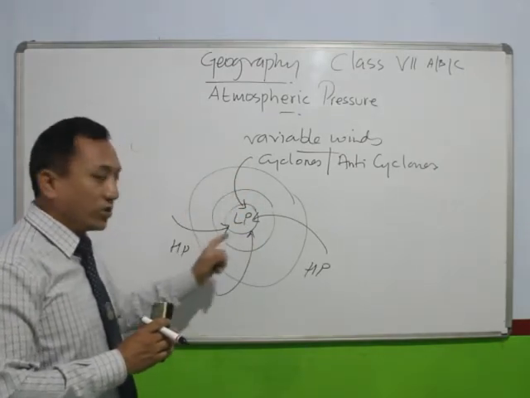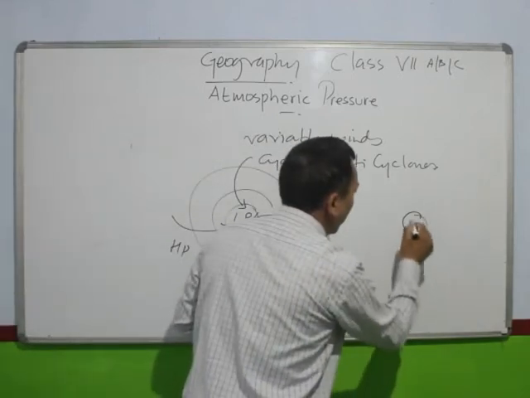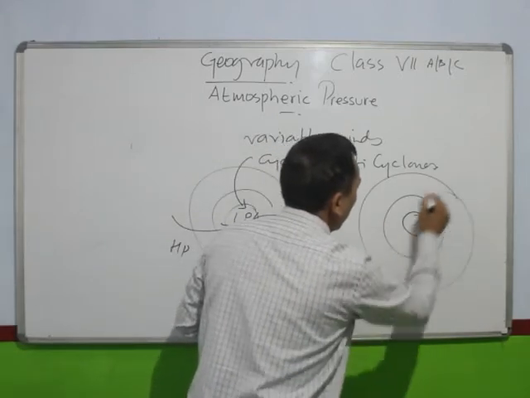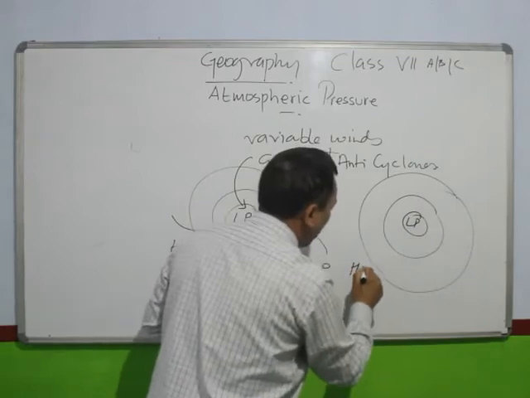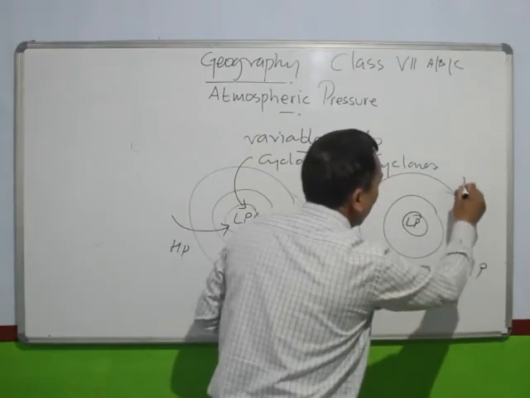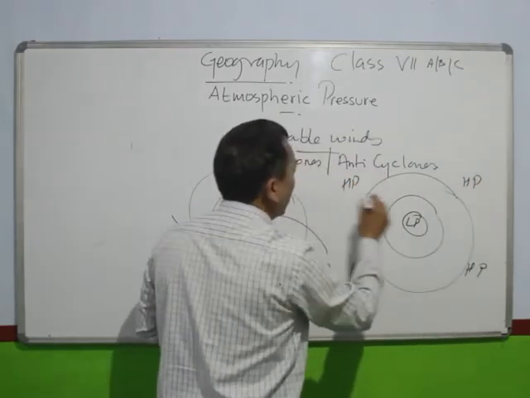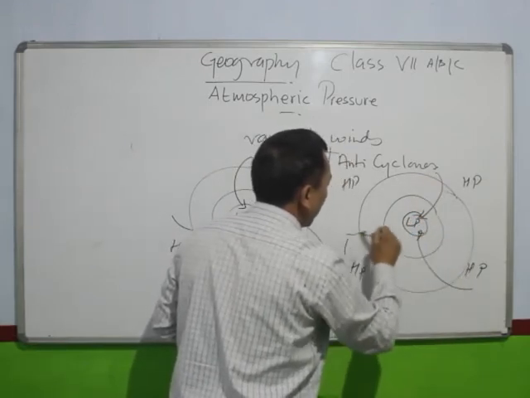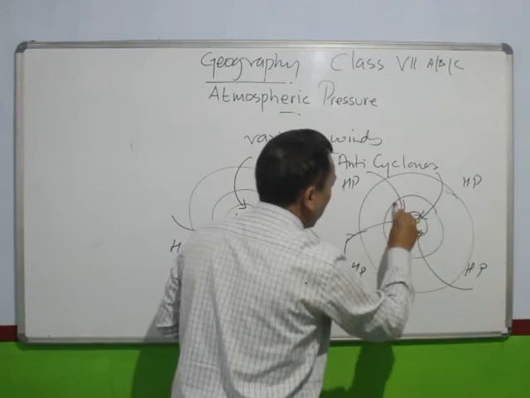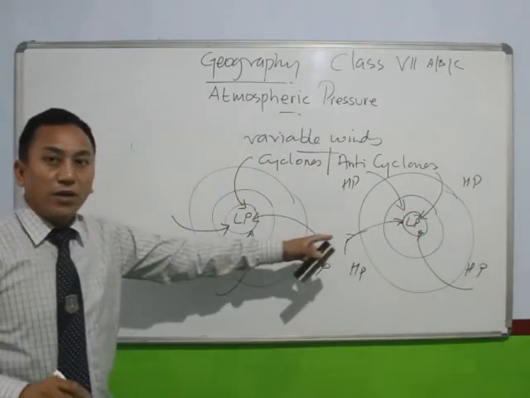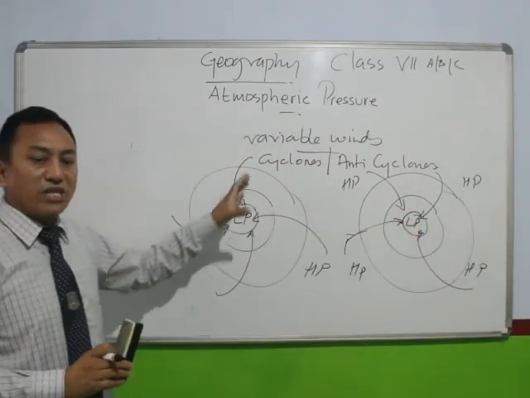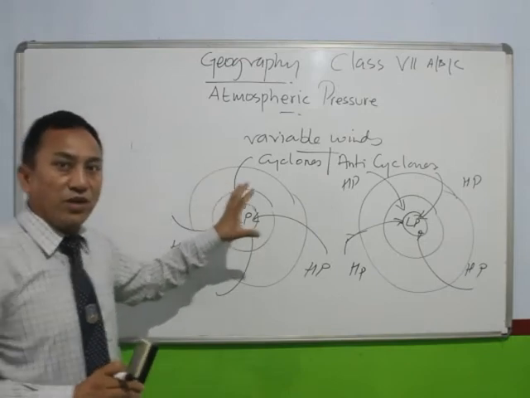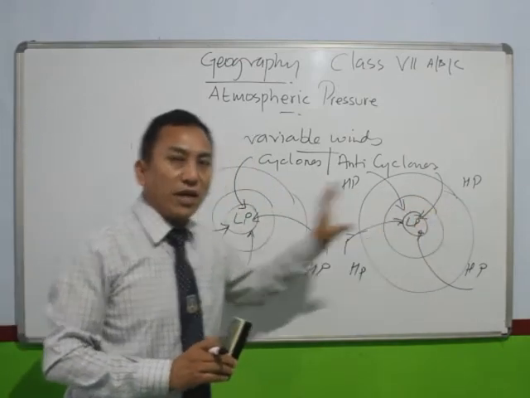That is how a cyclone takes place in the northern hemisphere: anti-clockwise. And if you see a cyclone in the southern hemisphere, with low pressure in the center and high pressure around, it is clockwise. So a cyclone basically takes place anti-clockwise in the northern hemisphere and clockwise in the southern hemisphere.